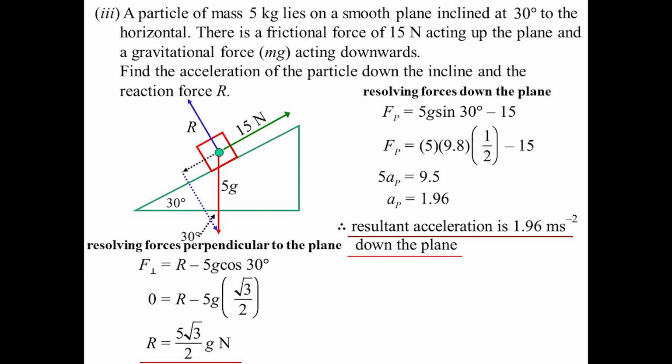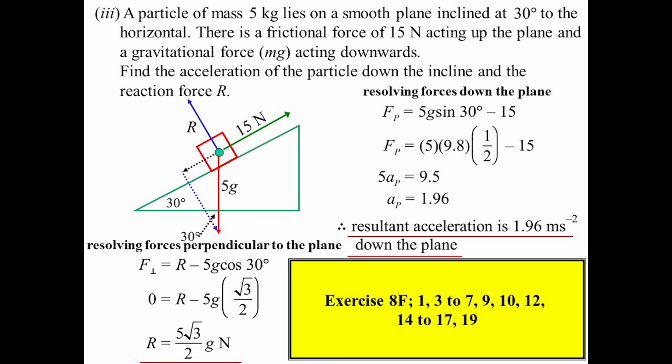So we want to work out R, so we leave that as R. And root 3 on 2 is the cosine of 30. And interestingly, I didn't put 9.8 for this one. I left it as an exact value. Well, there you go. Sometimes we write them as exact values. Sometimes we round them off. And again, the force unit is newtons. Oh, there we go. So 8F is our exercise.